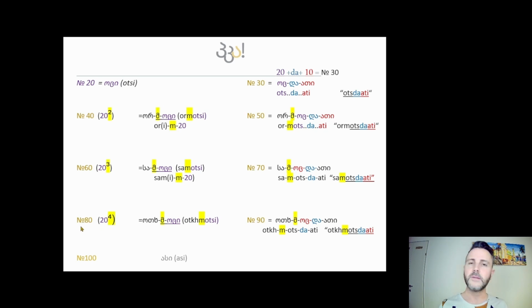80, again, multiple of 20, 4 20s. Logically, otsi, othmotsi, othmotsi. Othmotsi plus 10, daati, is 90. So, othmotsdaati is 90.